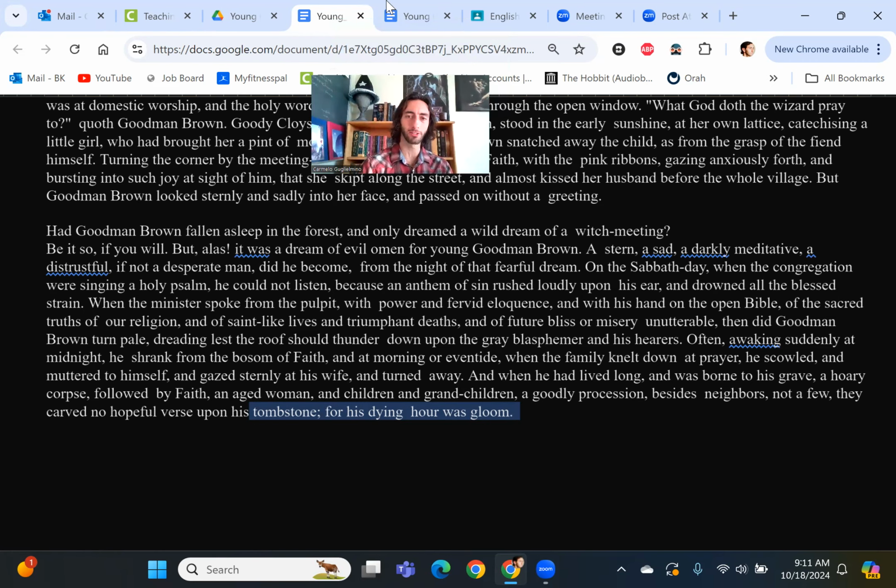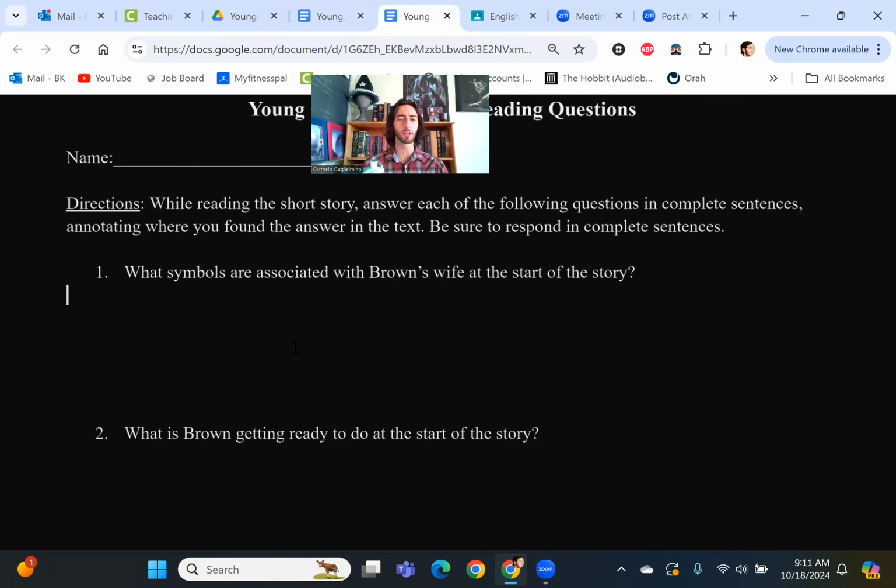What's going on here? Let's take a look at the questions first. Number one, what are the symbols associated with Brown's wife at the start of the story? Pink ribbons, repeated over and over again. Faith with the pink ribbons. What's up with the pink ribbons?